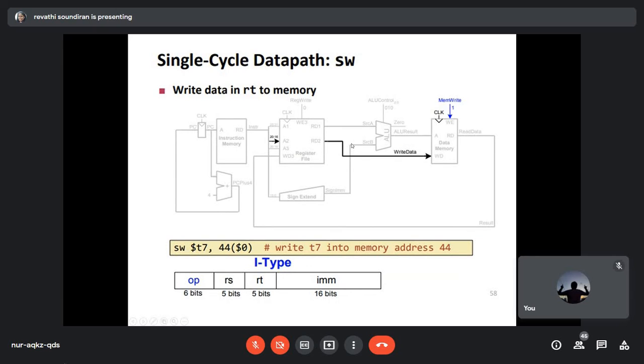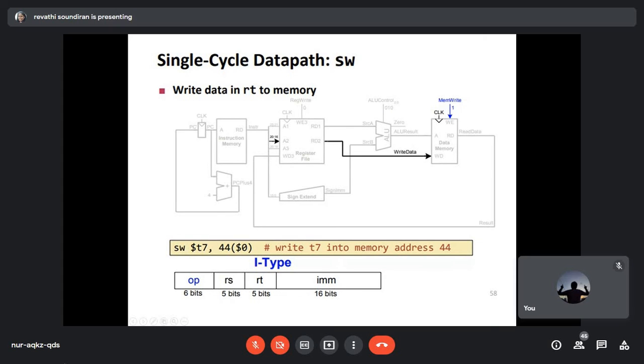So here we have already seen what your load instruction was and how the single cycle was operational. Now we'll understand what the difference is here. In the store word, this is again an immediate operation. Looking into the instruction, the target is T7 over here, and the source register immediate value is 44. The remaining parts would all be the same.